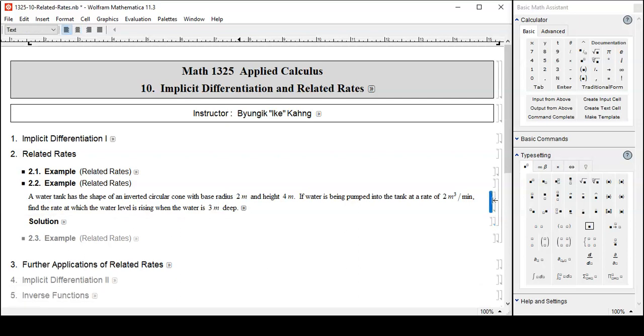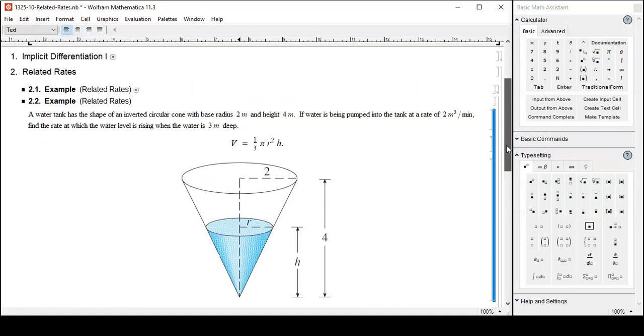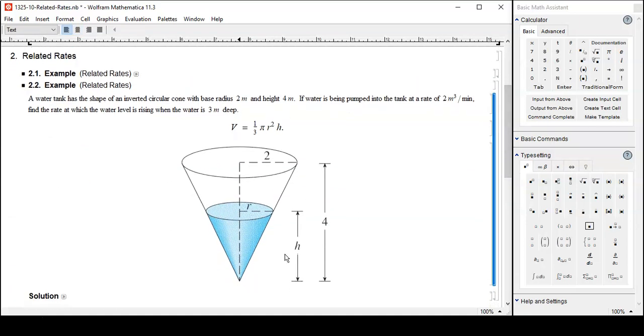Well, I'll give you a bit more hint here. So we have an inverted circular cone, and water is being pumped in, so the water level is rising. So h is getting bigger and bigger, and consequently this radius is also getting bigger and bigger. And then the total is 4 meters, and the radius is 2 meters. Okay, those are labeled accordingly.